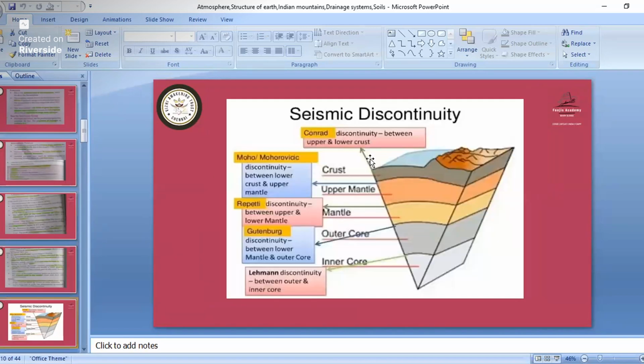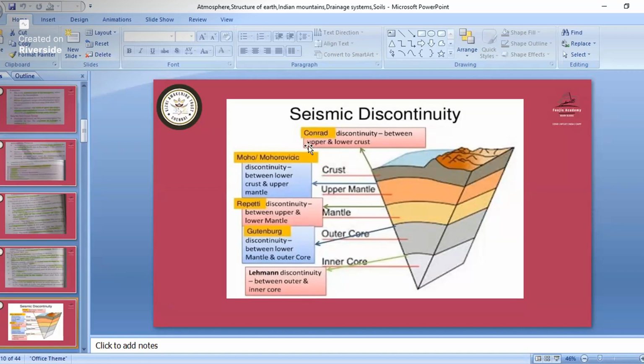Okay, now we'll see all this. See, this upper part is crust. This is the ocean floor and this is the continental floor. After the crust, the mantle comes, then the core comes, inner core and outer core. And you must know about all these discontinuities, because sometimes they may ask that.